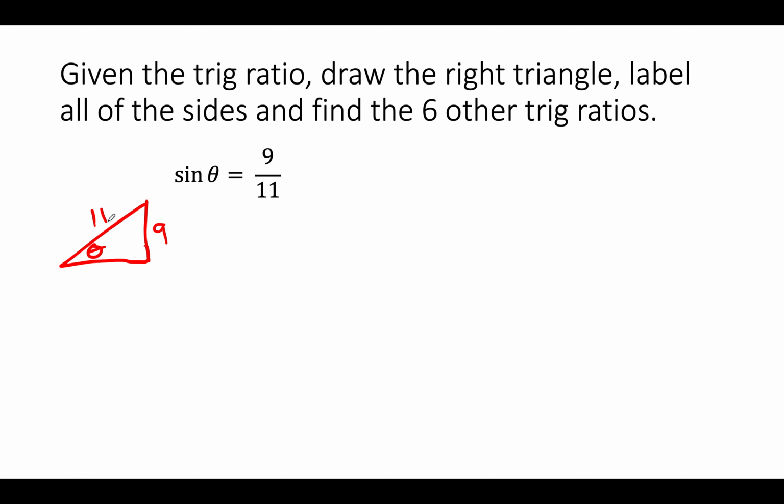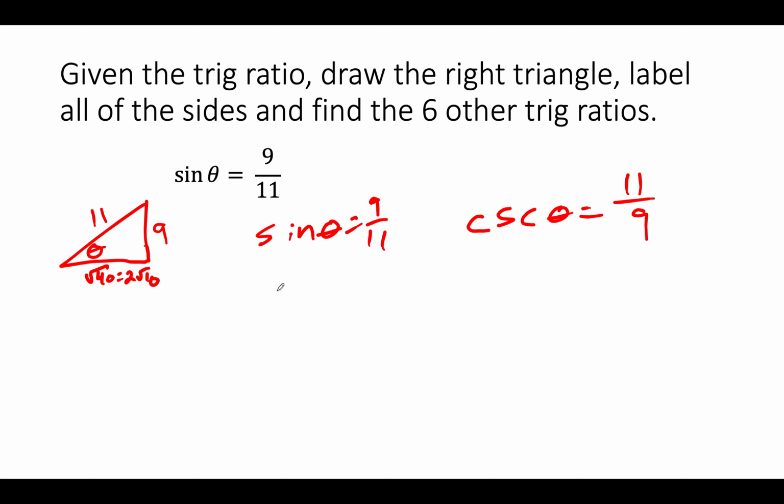The Pythagorean theorem will tell you the third side: square root of 40. Square root of 40 can be changed to 2 square root of 10. And now I can find the sine, which is what was given. The cosecant is flip that over. The cosine is adjacent over hypotenuse, and this would be an exact value, so I don't use the decimals.